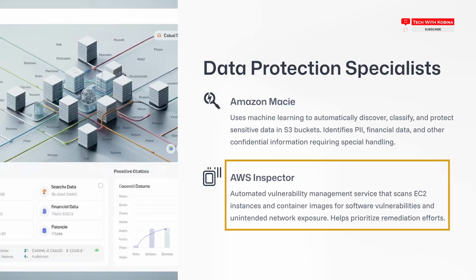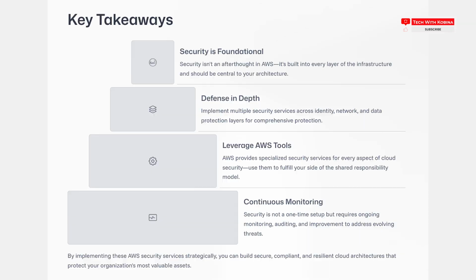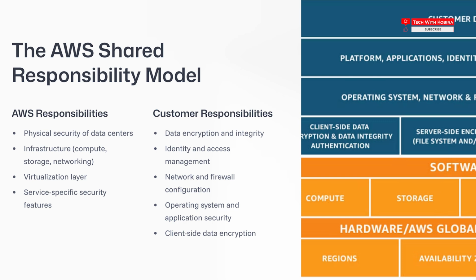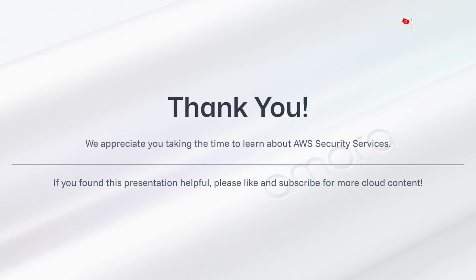Finally, AWS Inspector is an automated vulnerability management service that scans your EC2 instances and container images for known vulnerabilities and unintended network exposure. This helps you remediate security issues proactively before they are exploited. And there you have it, the most important AWS security services, explained with clear examples and organized by purpose. Remember, security in the cloud is a shared responsibility between AWS and you, the customer. Using these AWS services can help you meet your side of the shared responsibility model and build secure, compliant, and resilient cloud architectures.